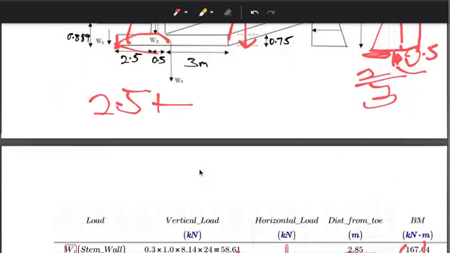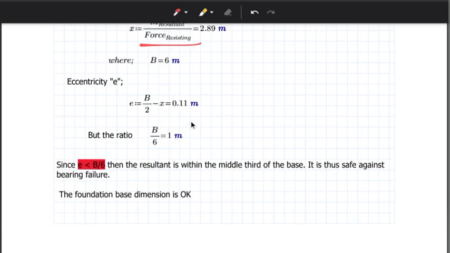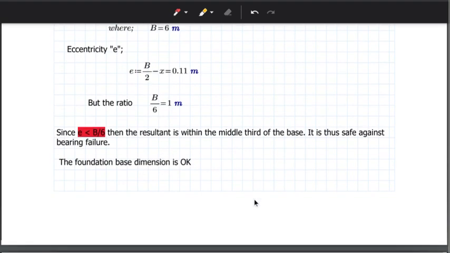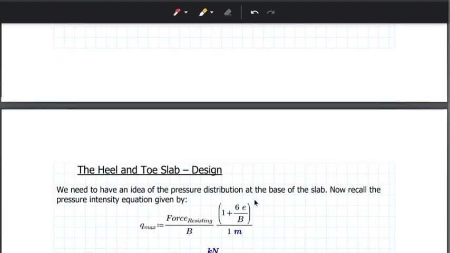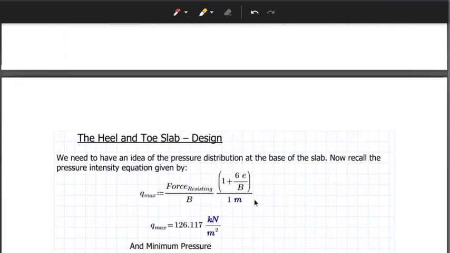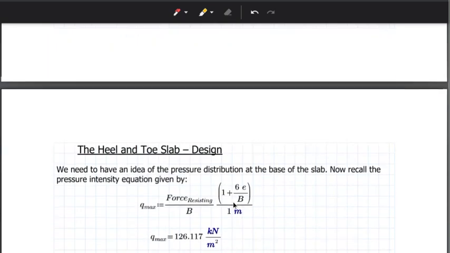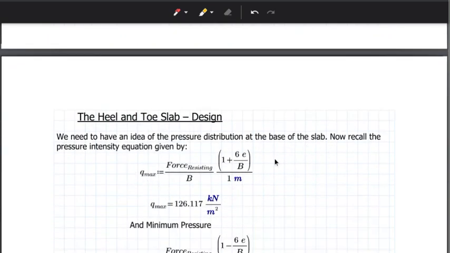But now we've gotten this eccentricity to be less than b over 6, which is 1 meter, and the eccentricity is okay, which is way below the permissible limits. So we are safe in that the foundation base is okay, which is a toe in this case. Now we are looking into the heel and toe design. Since we've checked the eccentricity to be okay, we are good to go, and going back to the heel and toe design.